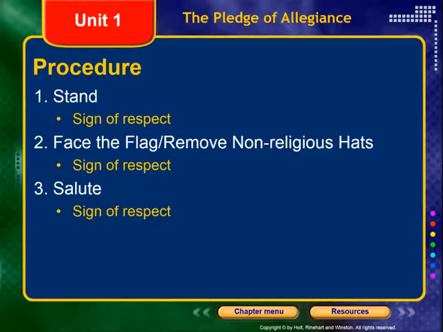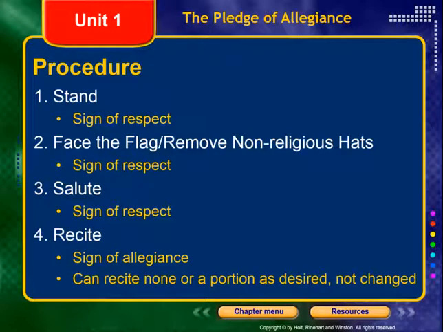So how do we do this thing properly? First up, we stand. Why? Because it's a sign of respect. Next, we face the flag and we remove any non-religious headdress, again, as a sign of respect. We salute as a sign of respect. Notice that we haven't said anything about allegiance yet. It's the recitation that is the sign of allegiance.